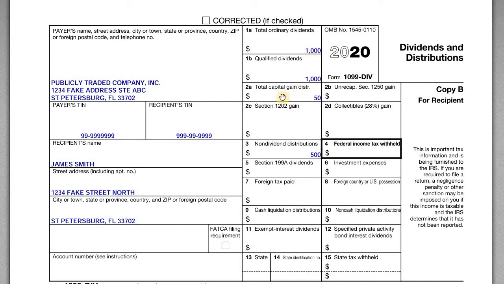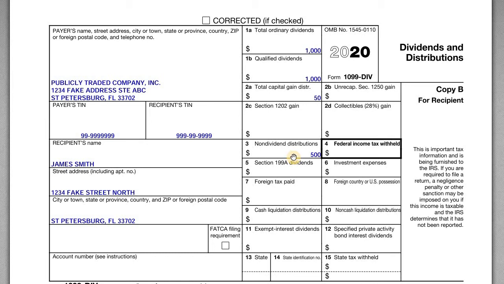Box 2A is capital gain distributions. In some circumstances, a company can distribute cash where it looks like a dividend, but really it's treated as a capital gain. So you have capital gain distributions down here. And then in this example, we also have box 3, non-dividend distributions of $500.